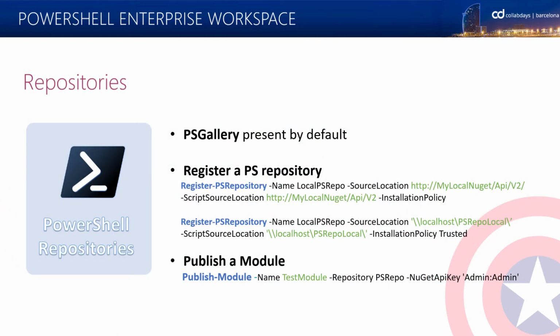Repositories. By default, we already have the PowerShell Gallery present within our system. For registering a PowerShell repository, we have two ways of doing it. One is telling where your PS repository is accessible, by a website or by a local folder. You just type Register-PSRepository, the name of the repository, the source or script source location, and you attach the installation policy to it. For publishing a module, you use Publish-Module, the name of the module, and the NuGet API key.